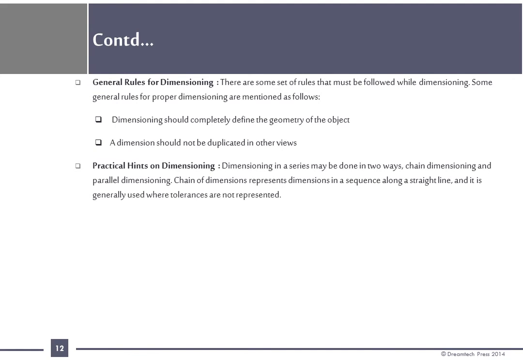Practical hints on dimensioning. Dimensioning in a series may be done in two ways: chain dimensioning and parallel dimensioning. Chain of dimensions represents dimensions in a sequence along a straight line and it is generally used where tolerances are not represented.